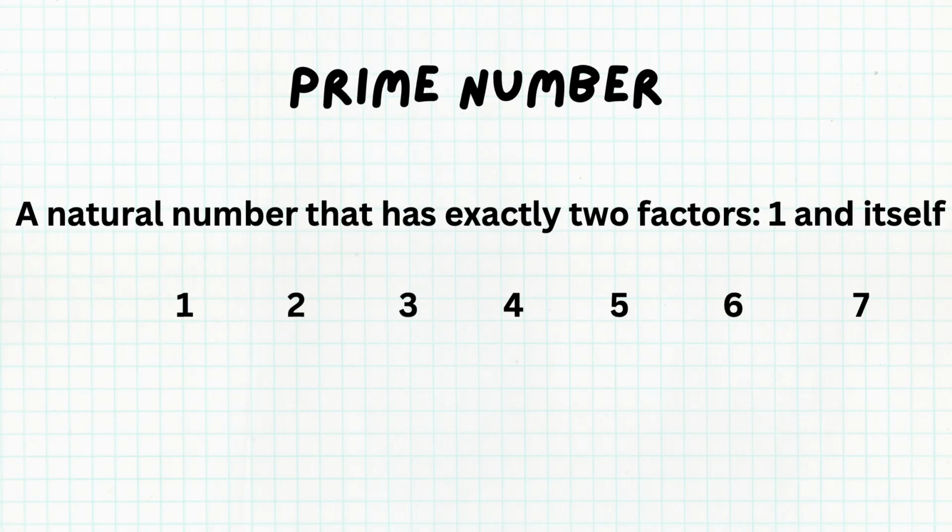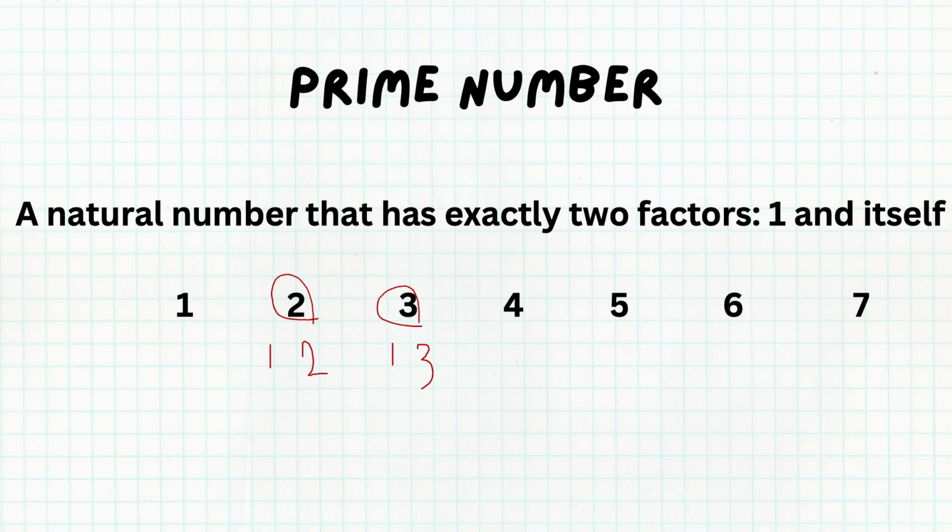I laid out the numbers from 1 to 7, and let's try to find which number is a prime number. Let's begin with 2. 2 has factors 1 and 2, so this is a prime. And 3 also has 1 and itself, 3. And that's it. Only 1 and 3 can divide 3. So 3 is a prime number.